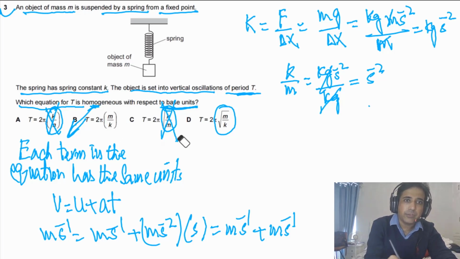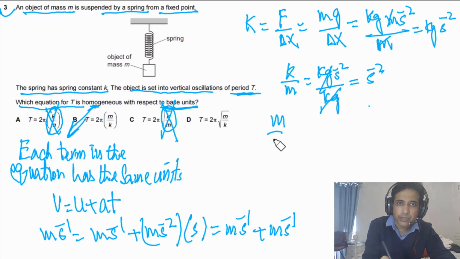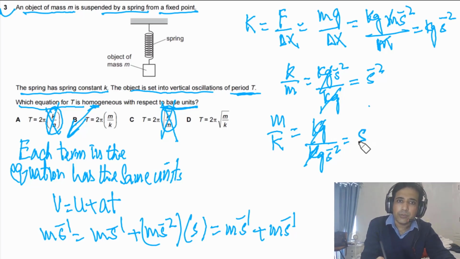So let me clean this one. These two are possible answers. We can write on here m over k. Here we have kgs. This is divided by kgs per second square. We can cancel kgs with kgs. So here we will get second square.